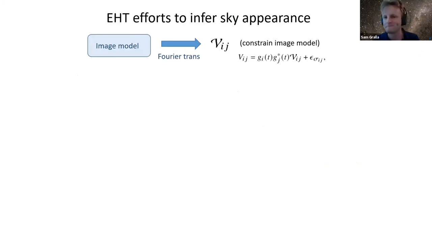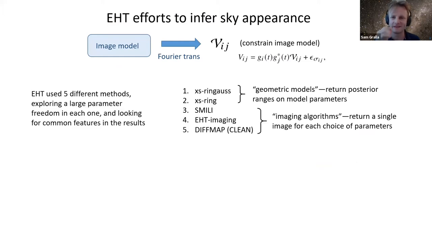Okay, so now we want to think about how we might take that list of numbers in that public data file, Fourier space pixels subject to this error budget, and get an image. So I think what EHT did was very sensible and quite good. They just tried a whole bunch of methods. They have basically five of them. There are acronyms up there. Doesn't matter what they mean.